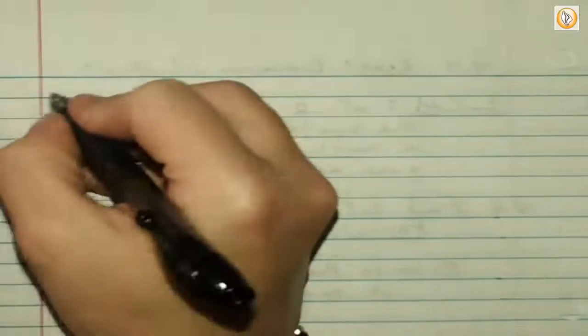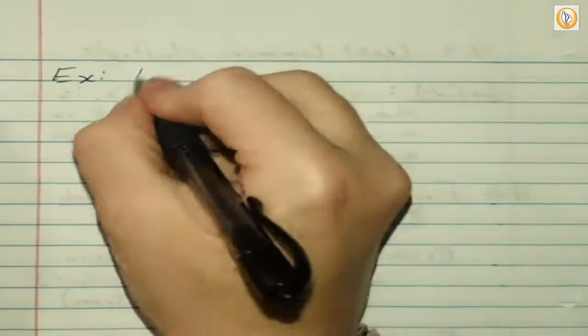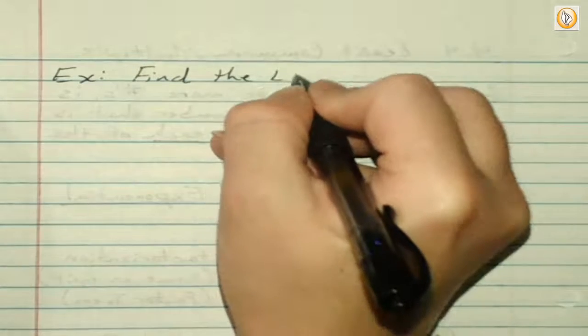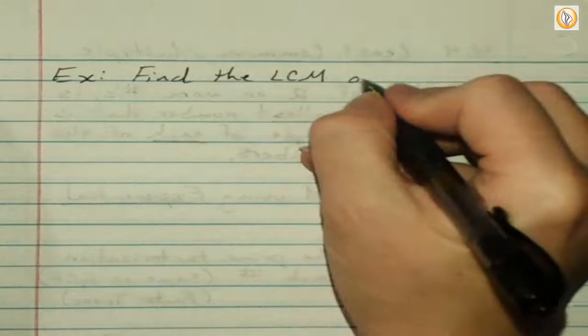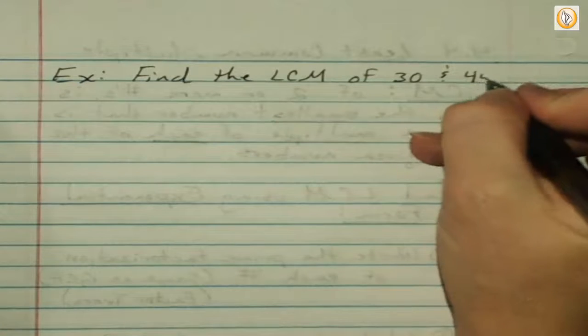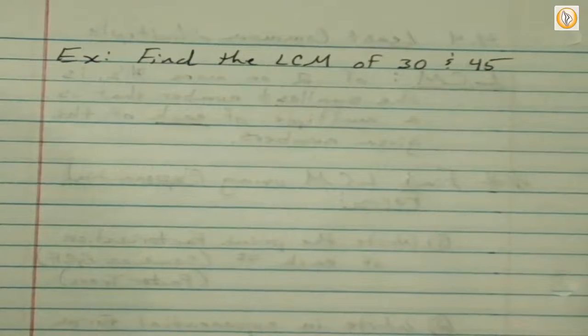All right, so here we go. Here's the big stuff, the big ugly. Find the least common multiple of 30 and 45. All right, here we go.